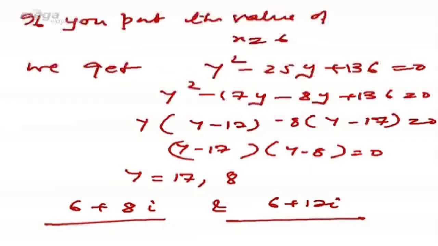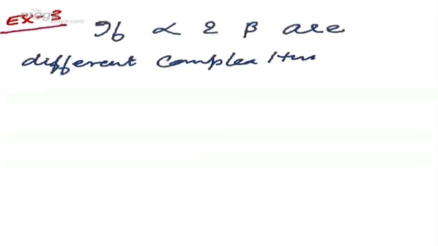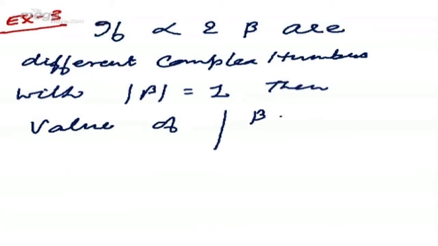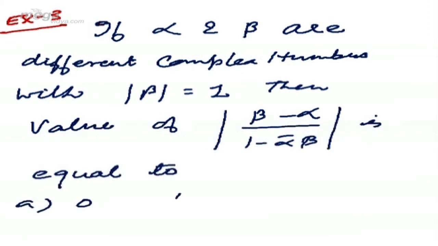Now let us come to some more examples which are of the objective nature. Example 3: if alpha and beta are different complex numbers with mod of beta equal to 1, then the value of mod of (beta minus alpha) divided by (1 minus alpha bar beta) is equal to: a is 0, b is 1 by 2, c is 1 and d is 2. Let us come to the solution of this problem.